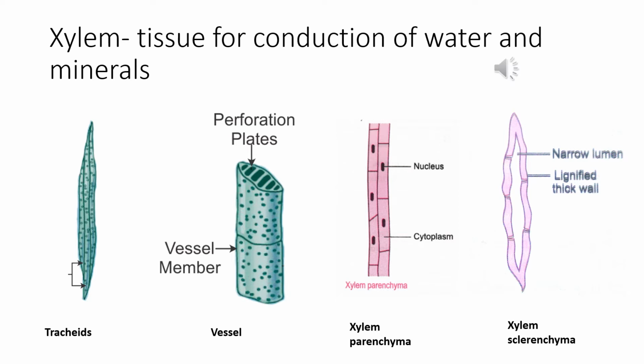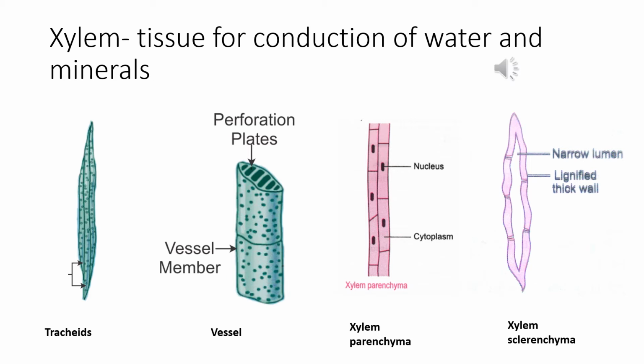Tracheids are long narrow cells which have tapering ends, and they have a secondary lignified cell wall which provides mechanical support to the plant. The tracheids are also perforated at their lateral walls through pits, and this helps in free movement of water and minerals through them. Tracheids are dead elements of the xylem since they don't have cytoplasm or nucleus in them, and they have greater surface area through which water can move freely. So tracheids are dead elements.